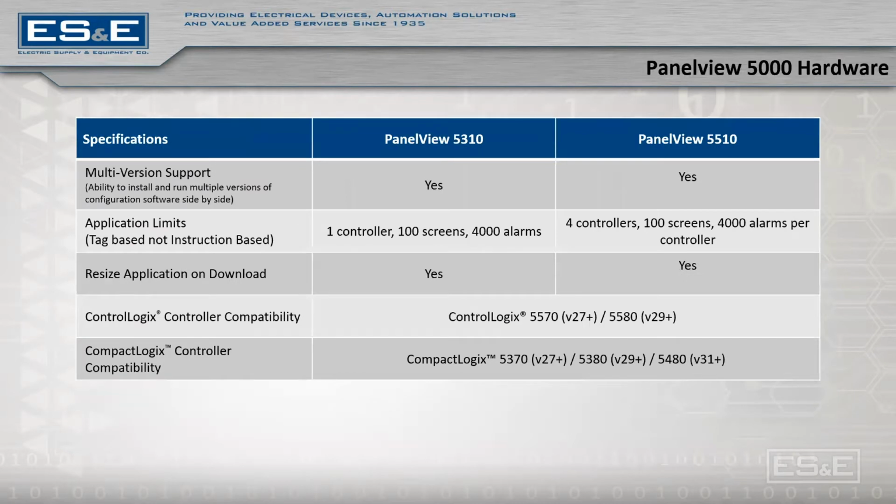There are a couple other limitations based on the hardware. Some of them are pertaining to the application. So the 5310 can only communicate with one controller, up to 100 screens and 4,000 alarms, whereas the 5510 can communicate up to 4 controllers, still that 100 screen limit for the time being, and 4,000 alarms per controller. So a little bit different. Also, you can see on the bottom the compatibility of the ControlLogix and CompactLogix controllers. You must be using the newer version of software in order to be compatible with the new screens.